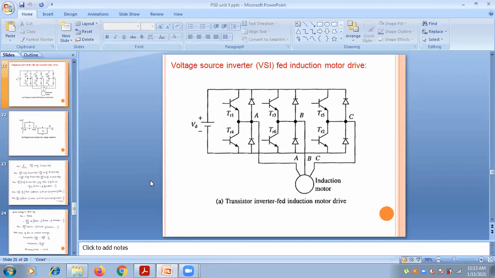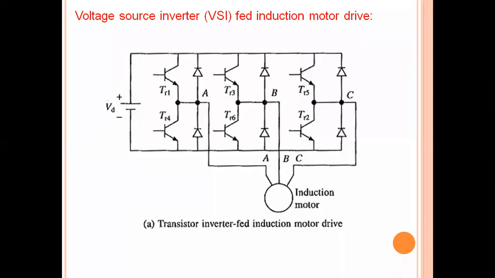Good morning, everyone. In the previous class, we have seen the concept of voltage source inverter fed induction motor drive. Here you can see the circuit diagram of a voltage source inverter fed induction motor drive, and this is a three-phase circuit. So three legs contain a total of 6 switches, and this is induction motor A, B, C phases.